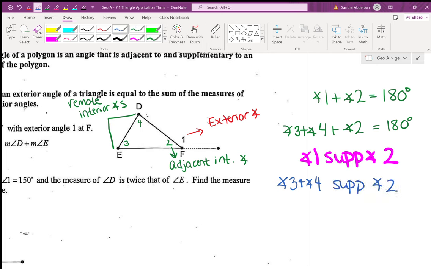Well, what do we know about supplements of the same angle? Supplements of the same angle are congruent. So what does that mean? Angle 1 has to be congruent to angle 3 plus angle 4. That's what this theorem's telling us. This theorem's telling us that the outside angle has to equal the sum of the remote interior angles.